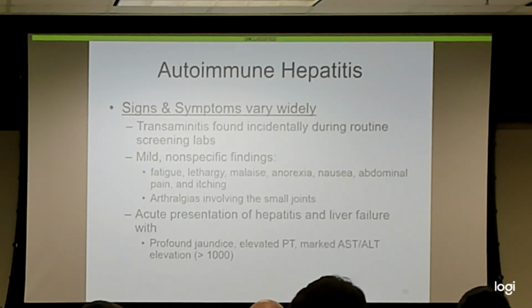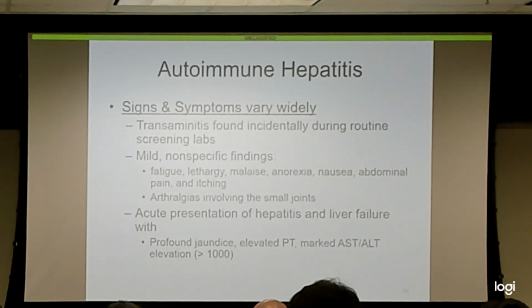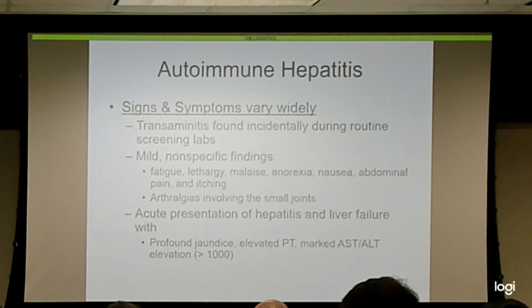Arthralgias involving the small joints. Remember, you get those immune complexes that attach to your synovial joints. Acute presentation of hepatitis and liver failure with profound jaundice. So now they're super yellow. Elevated PT, so their coagulation factor 7 as well, right? Marked AST, ALT elevation of greater than 1,000. So that's a liver failure.